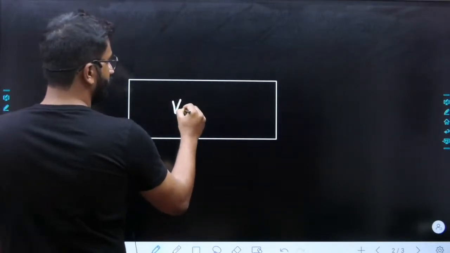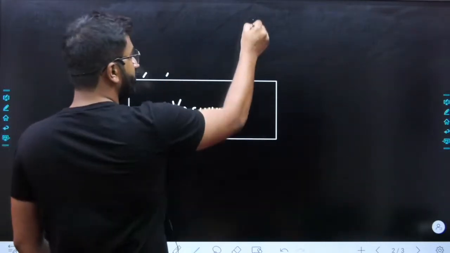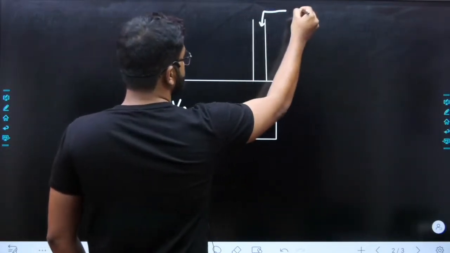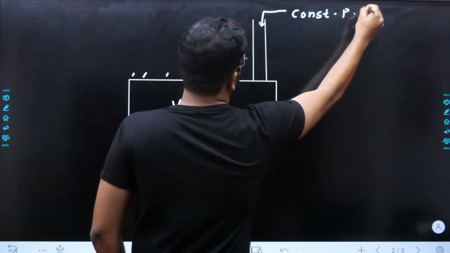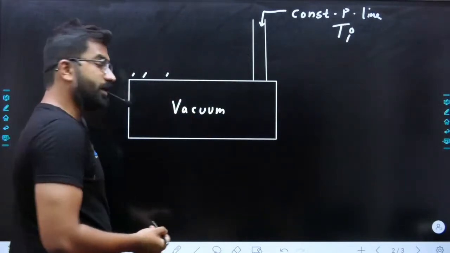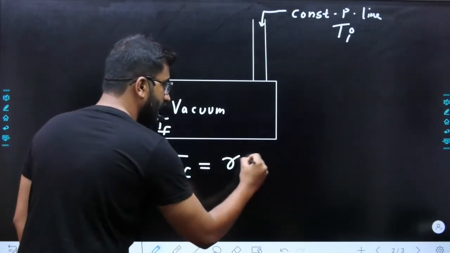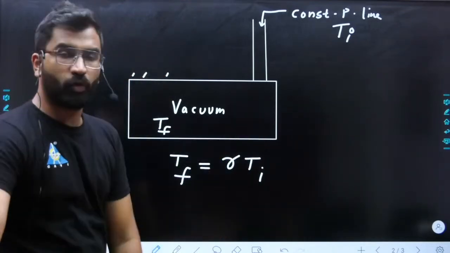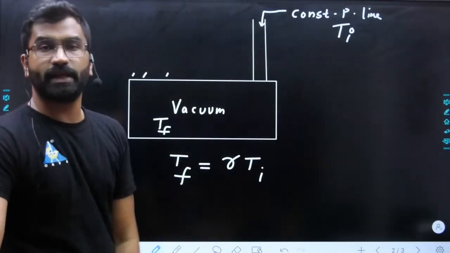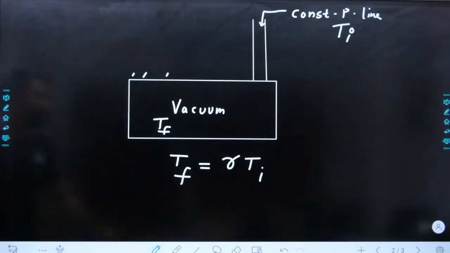That is, you have a vacuum inside the container. This is completely insulated, and you are filling an ideal gas through a constant pressure line. The initial temperature is Ti. After some time, the final temperature Tf will be gamma times Ti. This also we have proved. Since gamma is greater than 1, obviously your final temperature will be more than initial temperature. This is in the case of open system. Clear? ये भी आपको याद रखना होगा.